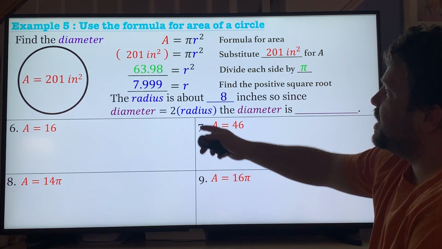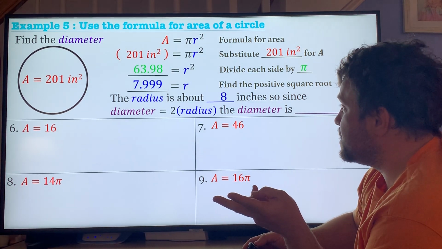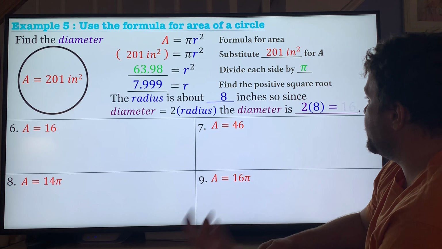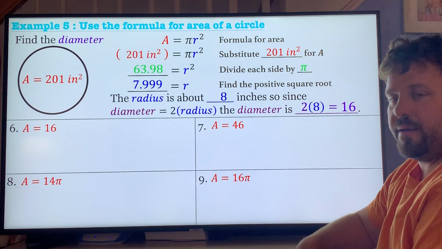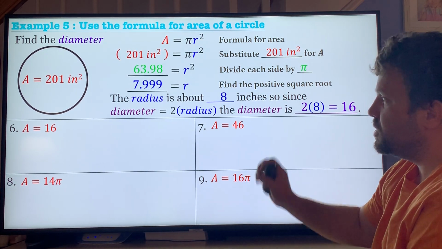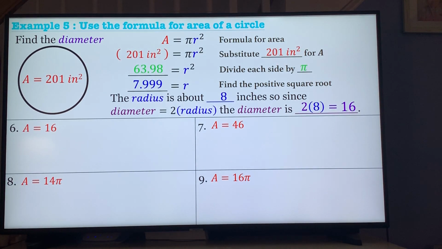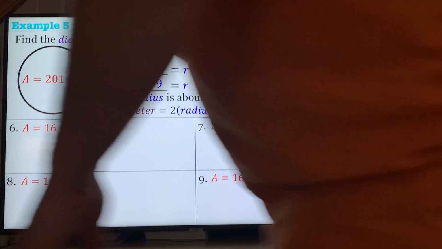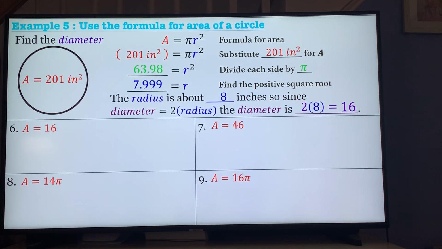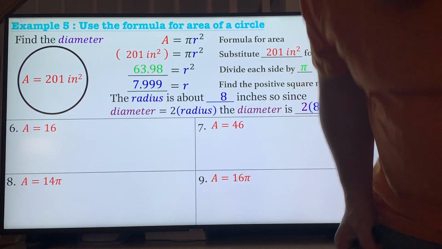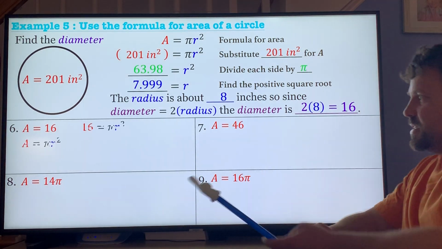All right, so the diameter is twice the radius. So it's 2 times 8, which happens to be 16. All right, that wasn't too difficult, was it? So why don't you guys attempt problems 6 through 9 real quick, while I get my pointer. There it is. All right, so hopefully you guys got these answers.